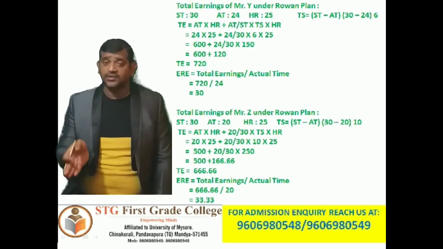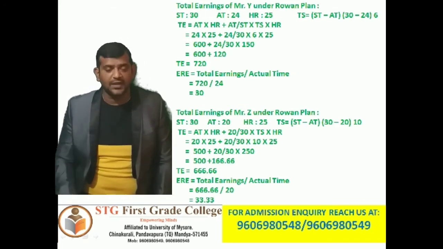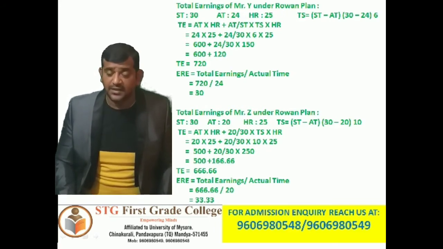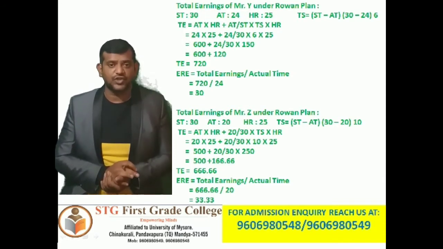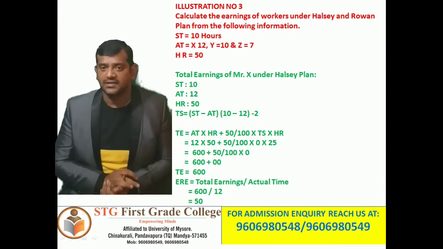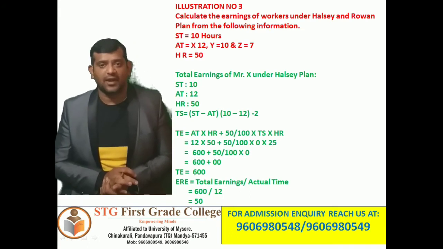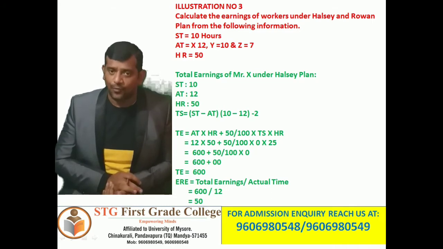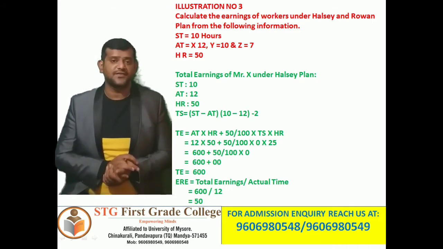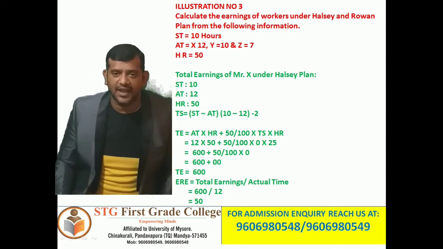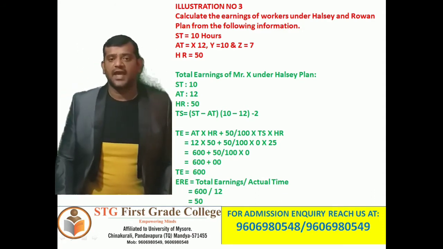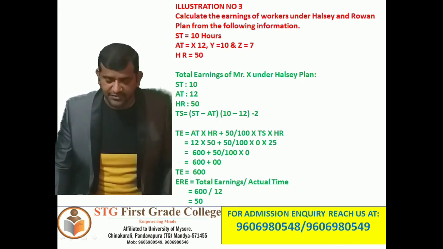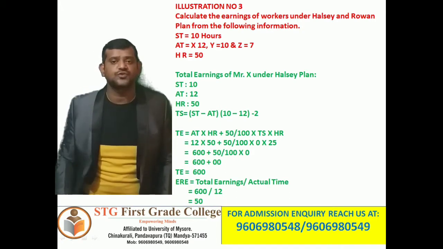So both the methods, Halsey and Rowan, we have solved successfully. So further moving on to illustration number 3. Calculate the earning of worker under Halsey and Rowan plan from the following information: standard time 10 hours, actual time for X 12, Y 10 and Z 7 hours, hourly rate 50. So total earning of Mr. X under Halsey plan, ST 10, actual time 12, HR 50, time saved is ST minus AT, that is 10 minus 12 is minus 2. Whenever minus 2 comes, you should consider 0.